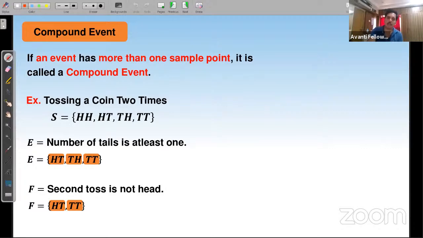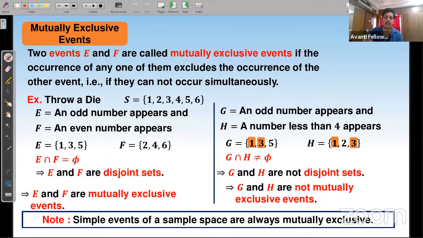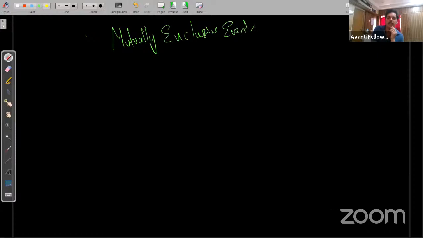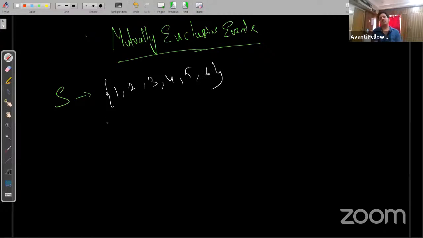Now comes mutually exclusive events. Guys, can anyone tell me what mutually exclusive events are? This is very important. When can you say two events are mutually exclusive events? The set is 1, 2, 3, 4, 5, 6. Now I want to form event 1 and event 2. I'll say what event 1 and event 2 are, but before going to that, do you have any idea what mutually exclusive events are? Please tell me.